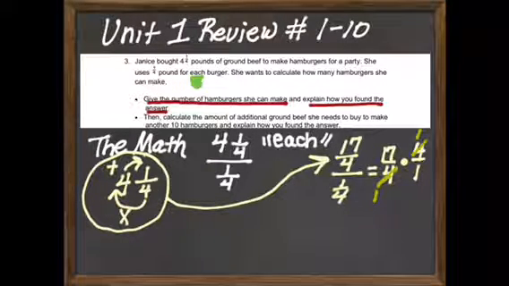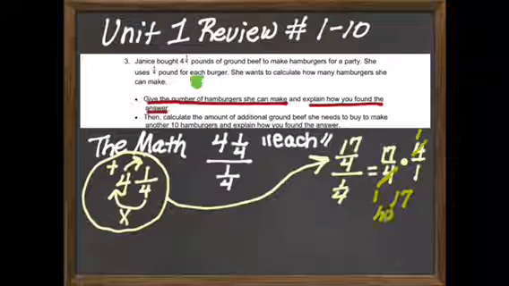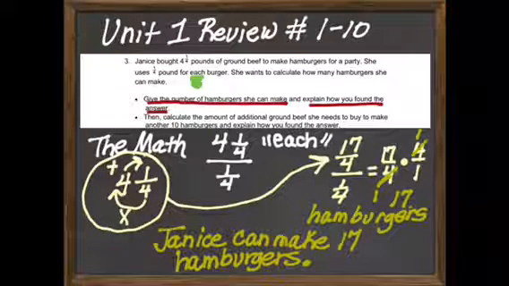If I cross-reduce both of my 4's in my problem, they both divide out to be 1. 4 into itself is 1, and 4 into itself again is 1, and that gives me 17 hamburgers. So Janet can basically make 17 hamburgers.